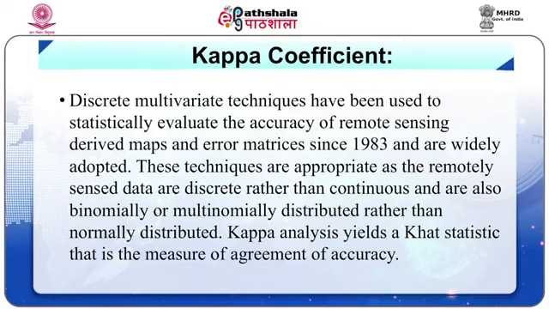Discrete multivariate techniques have been used to statistically evaluate the accuracy of remote sensing derived maps and error matrices since 1983 and are widely adopted. These techniques are appropriate as the remotely sensed data are discrete rather than continuous and are binomially or multinomially distributed rather than normally distributed. Kappa analysis yields a Khat statistic. Khat is a measure of agreement or accuracy.